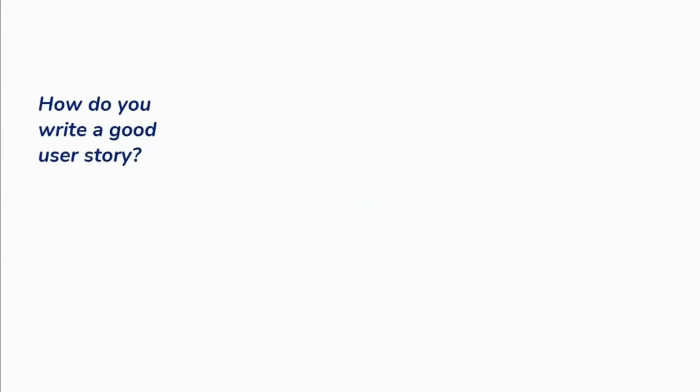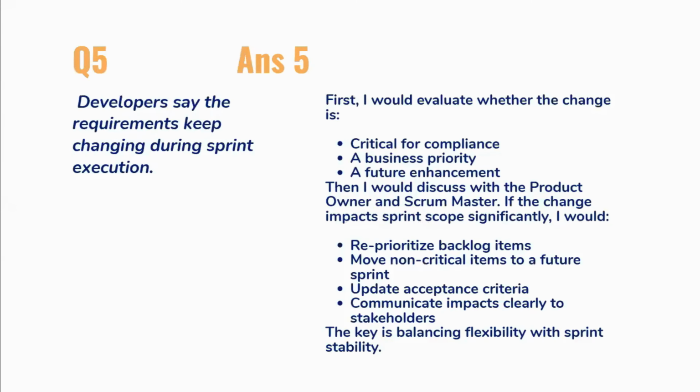Now, question number 5: developers say the requirements keep changing during sprint execution, and this is a big pain point for the developer. First, you evaluate whether the change is critical for compliance, a business priority, or a future enhancement. You have to evaluate that. And then you should discuss with the product owner and the scrum master if the change impacts sprint scope significantly. And then what you'll do: reprioritize the backlog item, move non-critical items to a future sprint, update acceptance criteria, and communicate the impact clearly to the stakeholder. And the key is balancing flexibility with sprint stability.